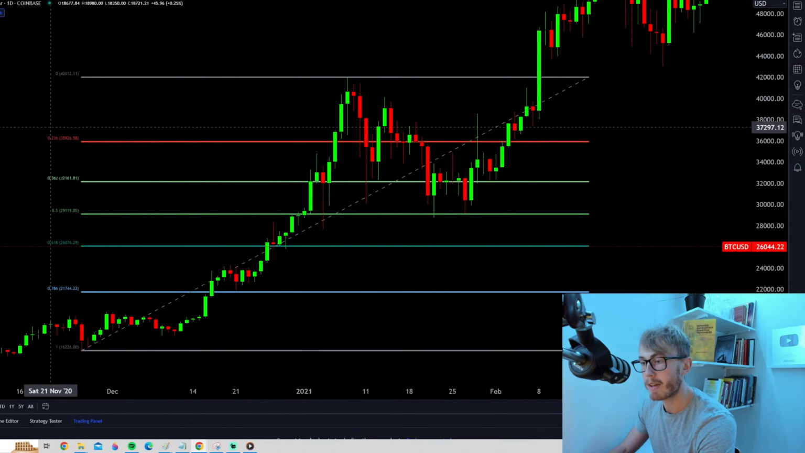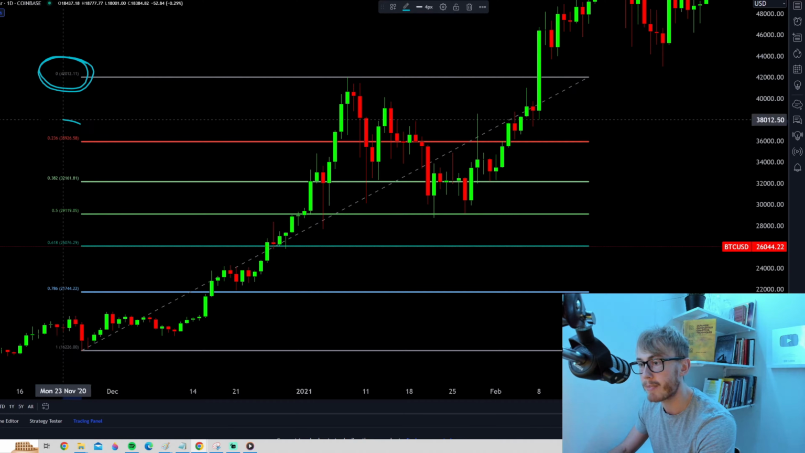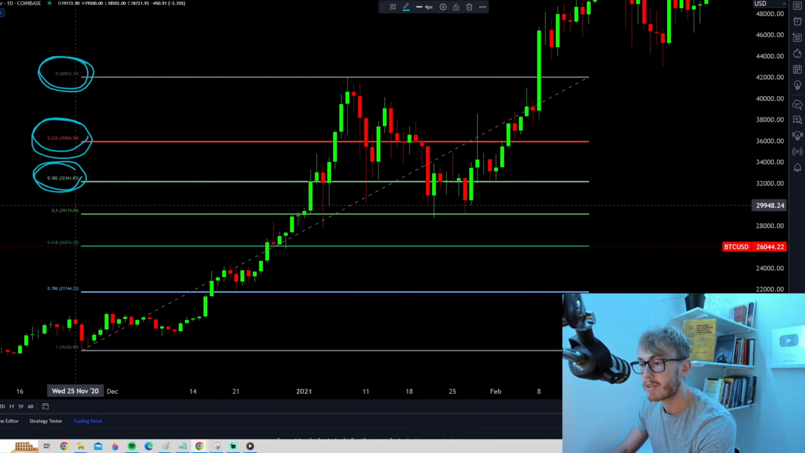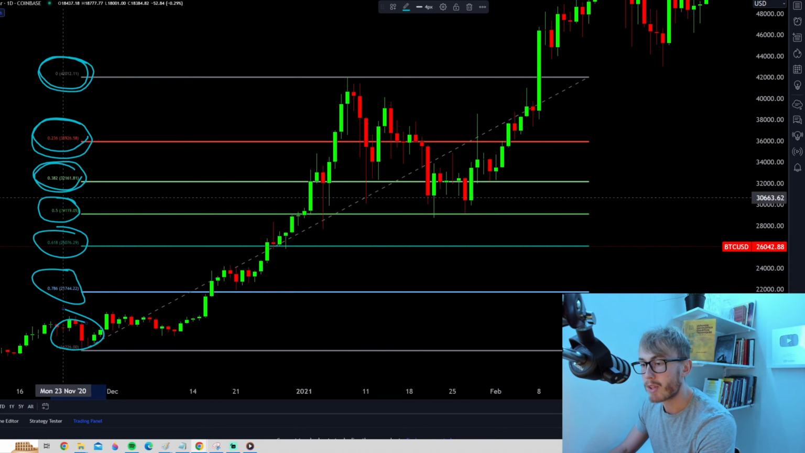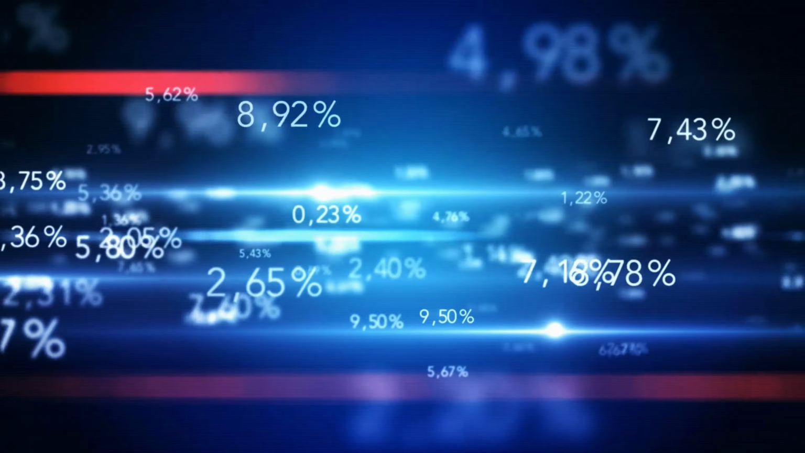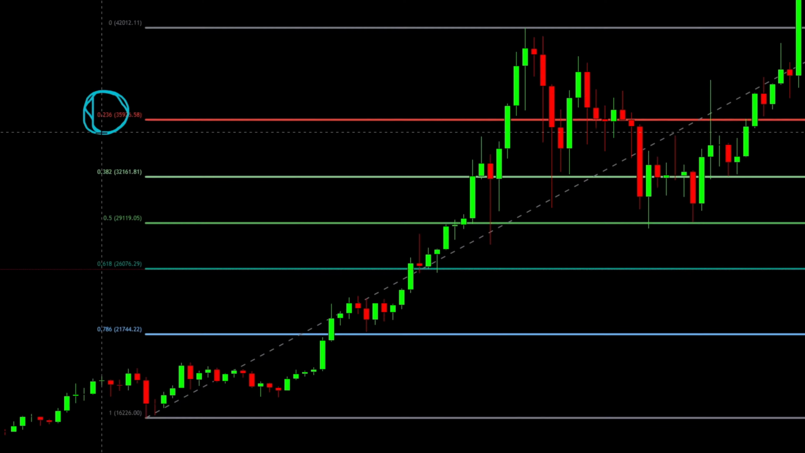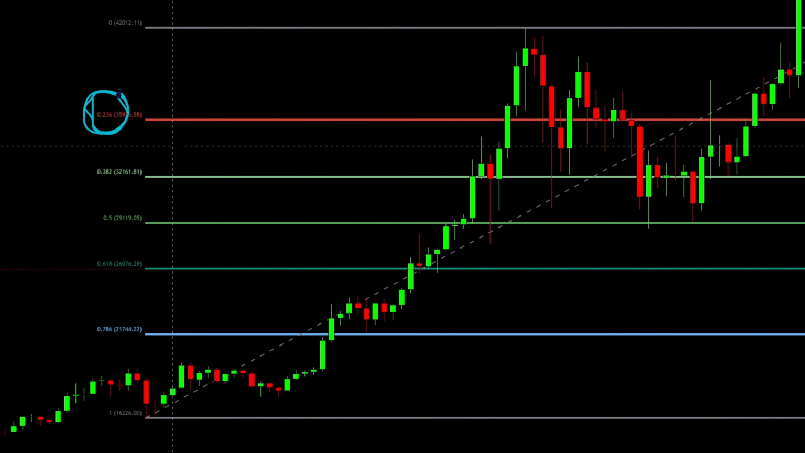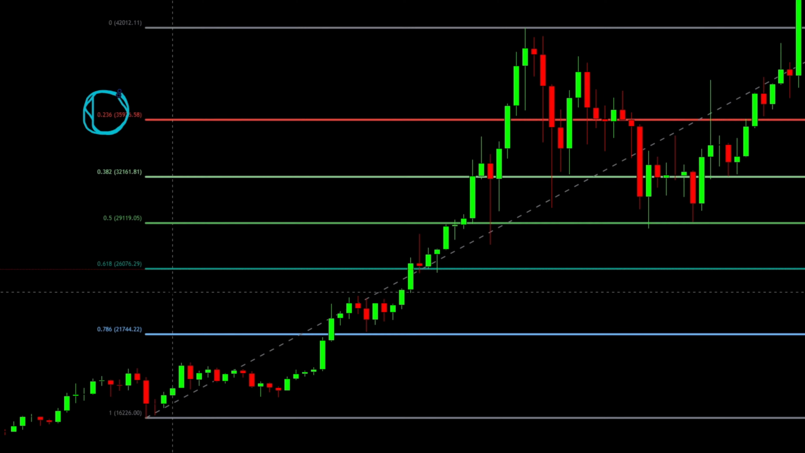So as you can see here, if we look a bit to the left, you can see that we have numbers. It says 0 right here. It says 0.236, 0.382, 0.5, and so on and so on. And you may wonder, what are these numbers? Well, these numbers are basically percentages. So for example, this number right here, where it says 0.236, this basically means 23.6%.